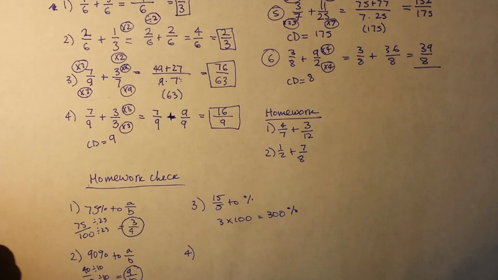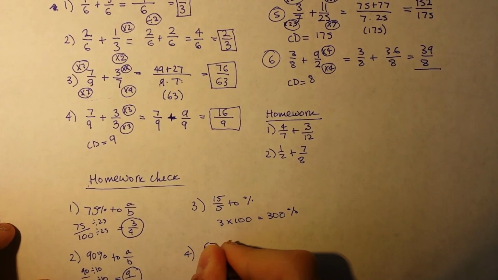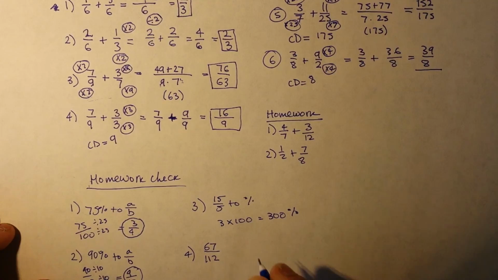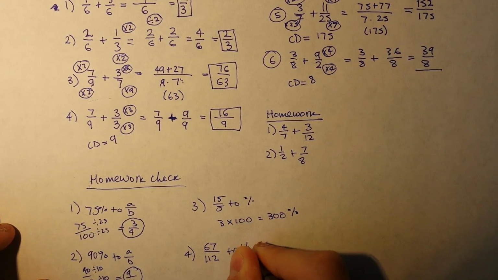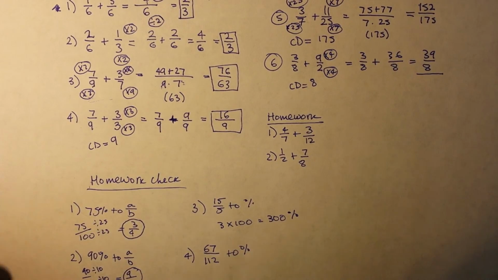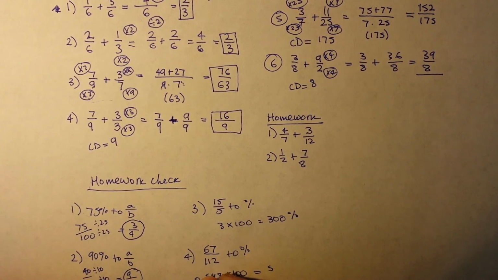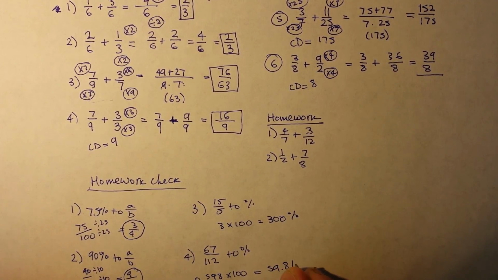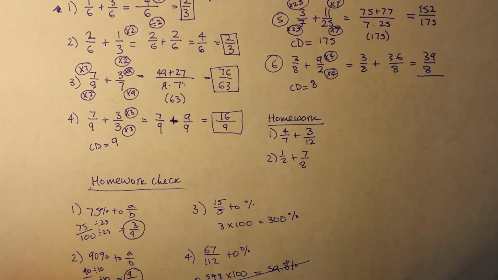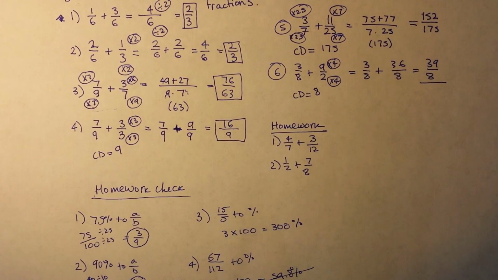And for 4, 67 divided by 112, to a percent. Nothing to fear. You have to use a calculator though. 67 divided by 112 is 0.598, times 100 is equal to 59.8%. Oh, I crossed out the answer. 59.8%. This will be our answer.